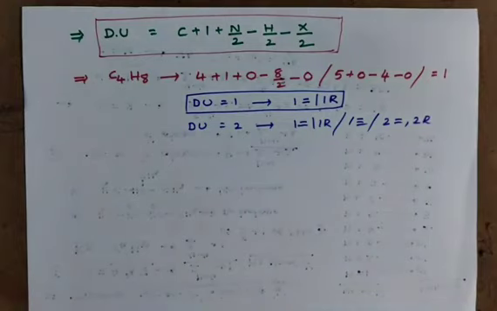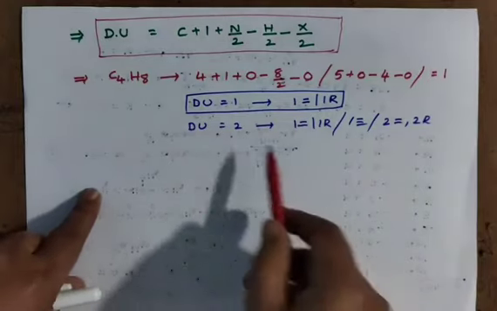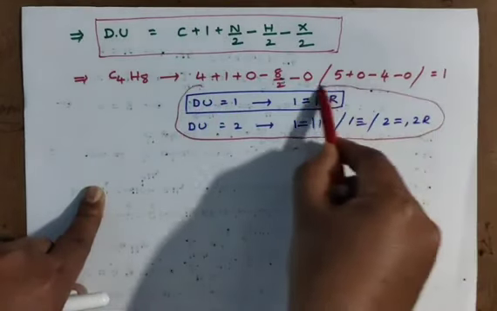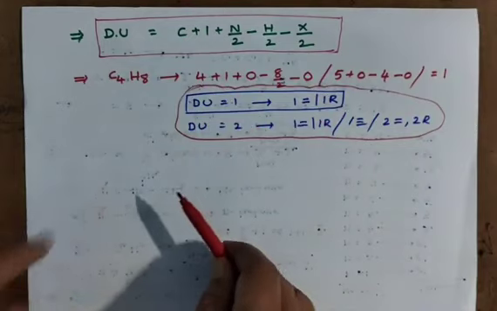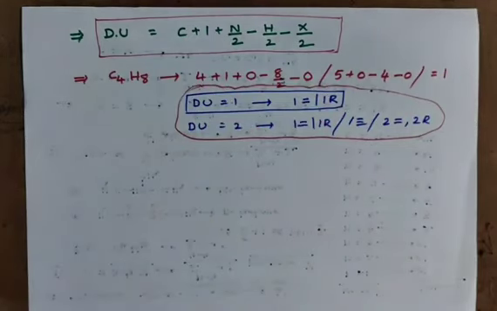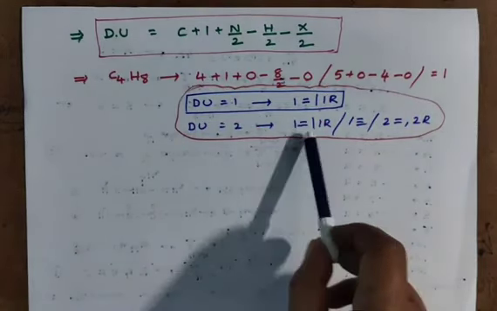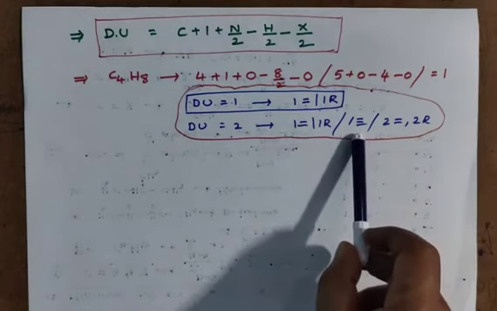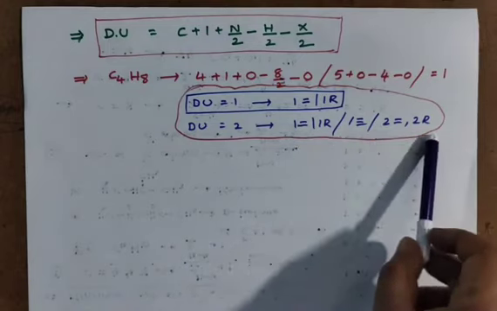Based on this I made a video. You go to my channel, you can get that. So if DU is 1, that is one double bond or one ring is possible. If DU is 2, one double bond and one ring, or one triple bond, or two double bonds, or two rings.